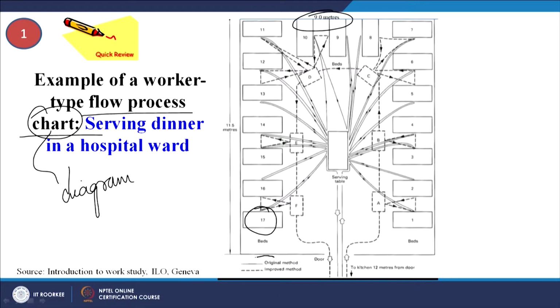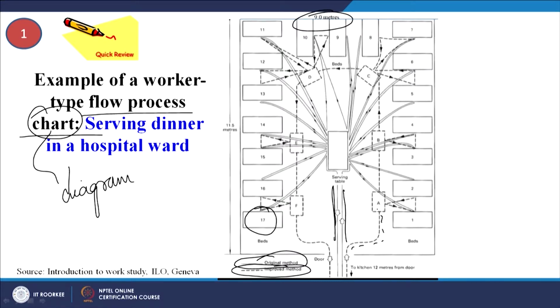So this is the original method, the solid line, where transportation is shown, and the dotted line is the improved method. This is the dotted line, this is the improved method. Now let us see what the problem is.